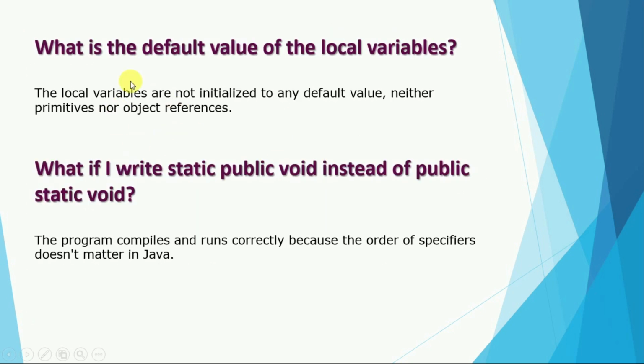So next is, what is the default value of a local variable? This question is also important. Local variables are not initialized to any default value, neither primitives nor objects. So a local variable does not contain any default value and is not initialized to any default value.